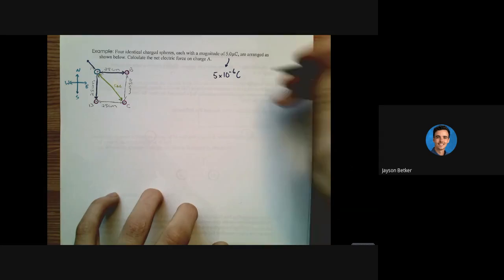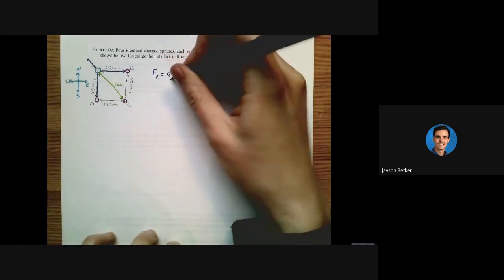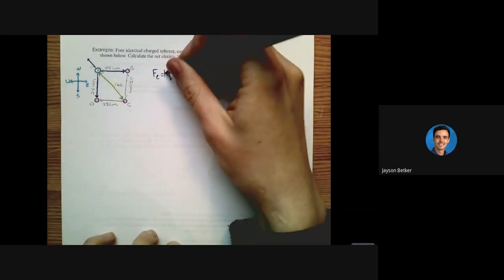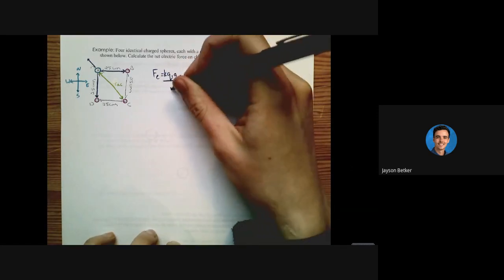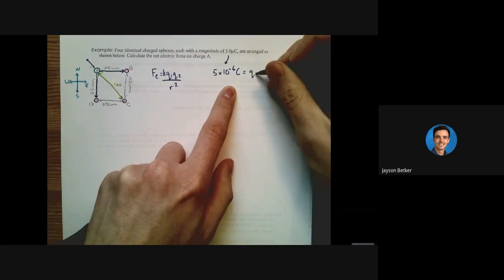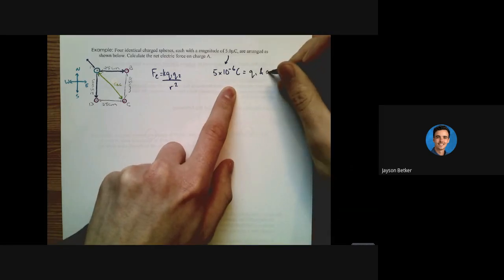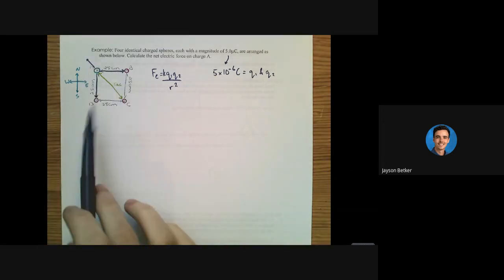This is our charge. Let's write down the formula that we're going to use. This is a Coulomb's law problem, after all, right? So we're going to use Fe equals KQ1Q2 over r squared. So that's the formula that we're using, right? So what is this telling us right here? This is technically telling us the charge of Q1 and the charge of Q2. And we don't have to worry about a Q3 and a Q4 or a QA, QB, QD, QC.